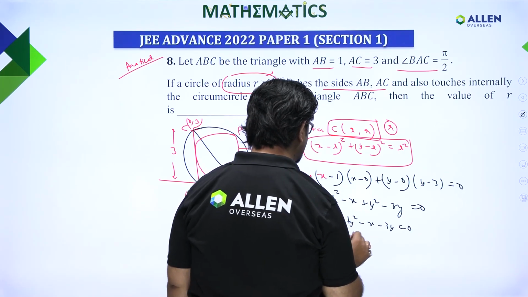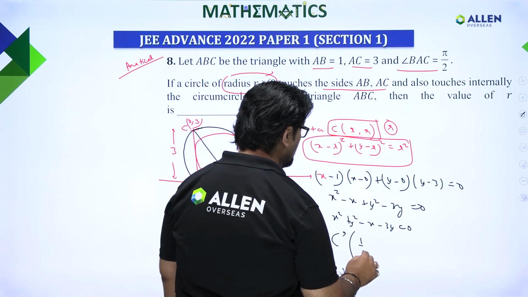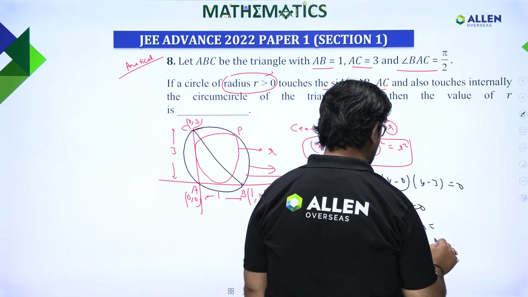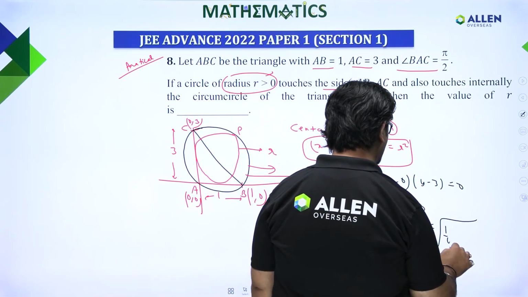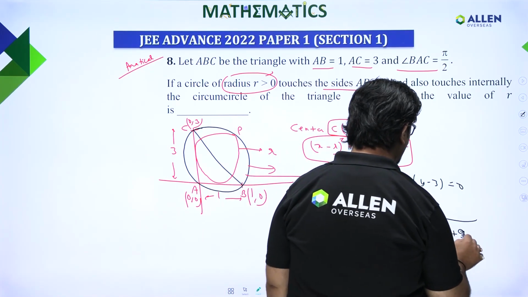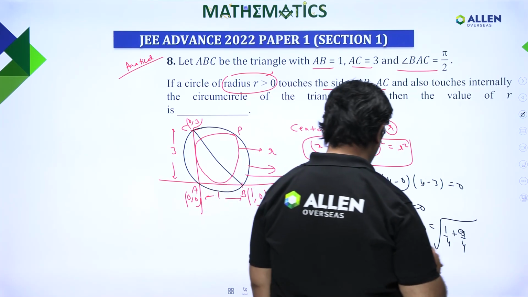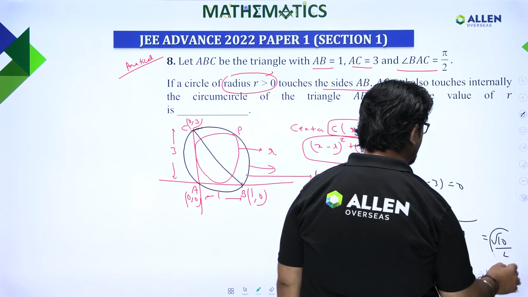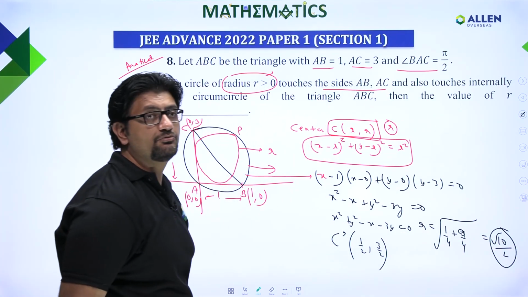What is the center of the circle? C dash I am writing, my dear. Okay, (1/2, 3/2) is the center. And what will be the radius then? Yes, radius will be square root of 1 by 4 plus 9 by 4, and it is equal to root 10 upon root 4, which is 2, my dear. So this will be the radius, my dear, root 10 by 2.